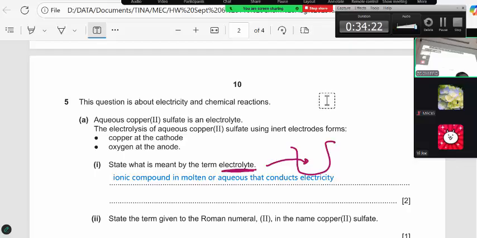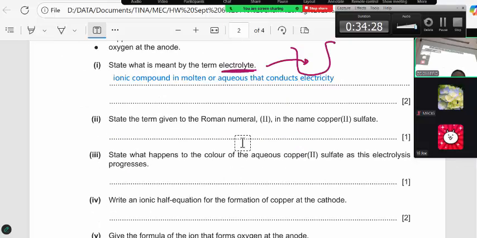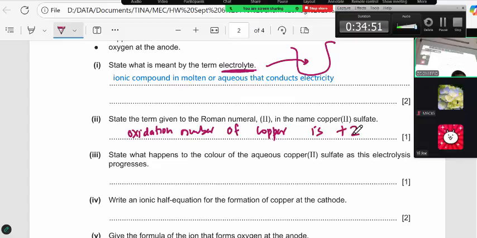Ready? The Roman number. Okay, now this is the oxidation state, right? Okay, this is the oxidation state, right? So the oxidation state, you cannot just say this is the oxidation number. You have to say the oxidation number of copper is positive 2.